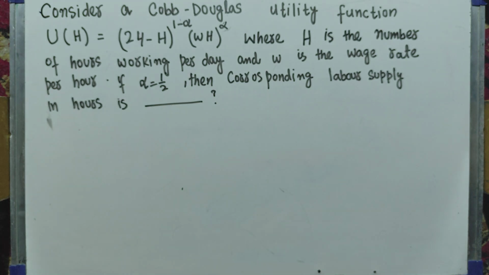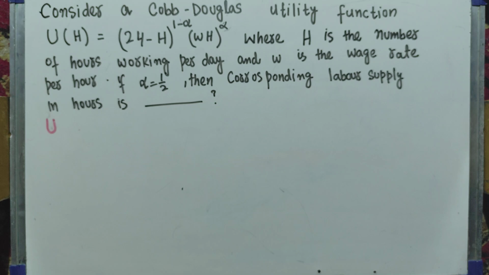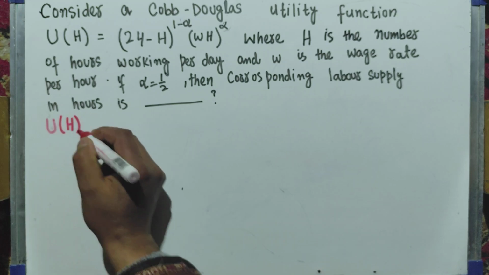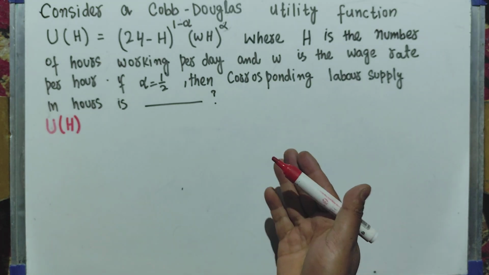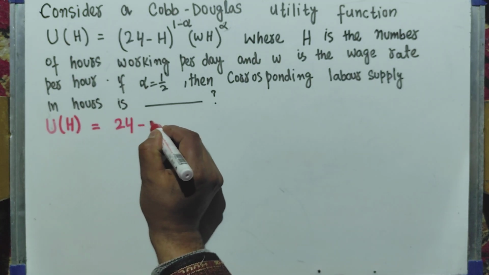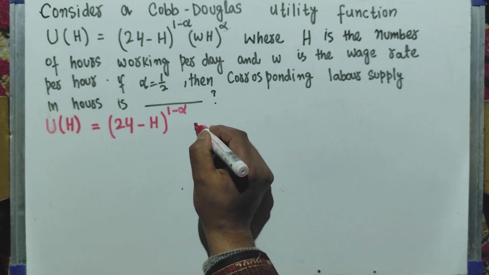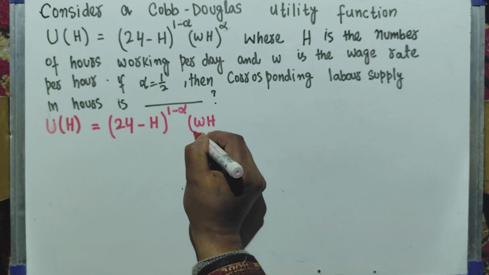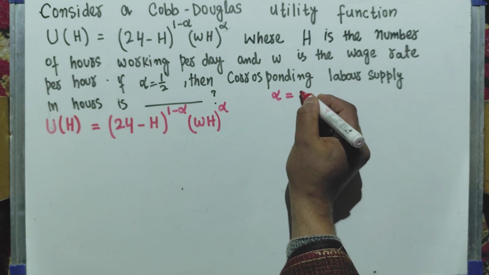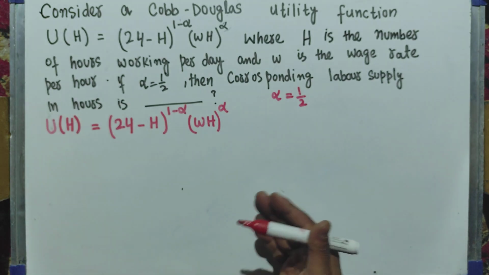Okay, so let us see what we are being given here. We are being given the utility function, that is, utility is a function of how many hours a person is working, which is equal to (24 minus h) raised to the power 1 minus alpha, times w times h raised to the power alpha. We are being told the value of alpha is equal to 1 upon 2. Now let us learn some bits that we can use to solve this.